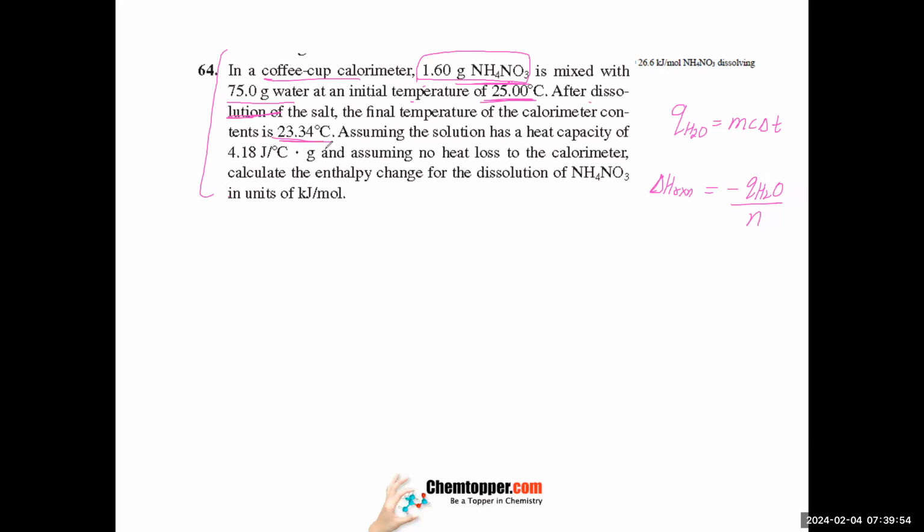Is the temperature going up or going down for the water? This temperature is going up or going down? Is going down. So water is losing, right? Water is not gaining. Water is losing. And who is gaining? Ammonium nitrate. So ammonium nitrate is undergoing dissolution.